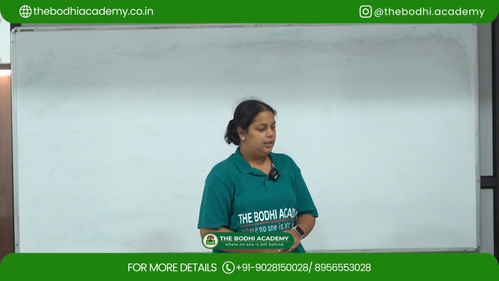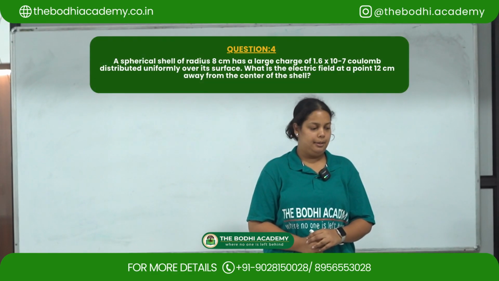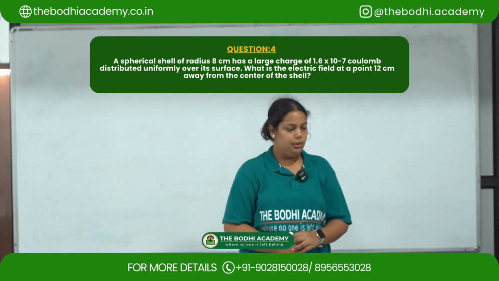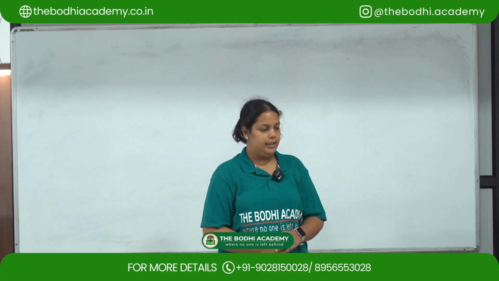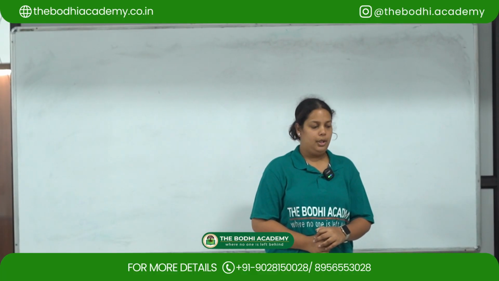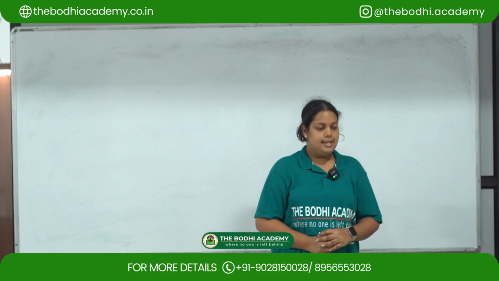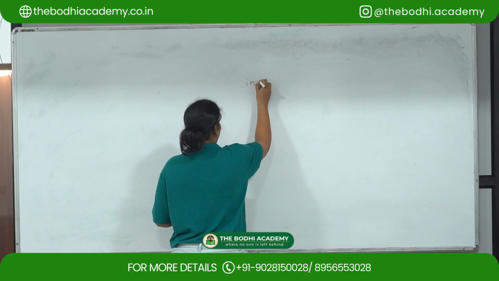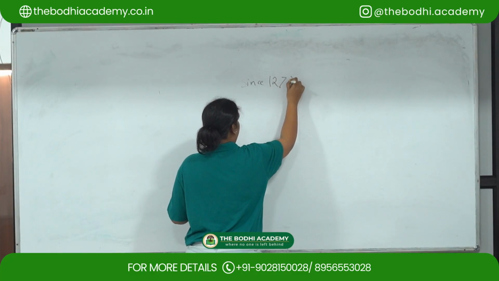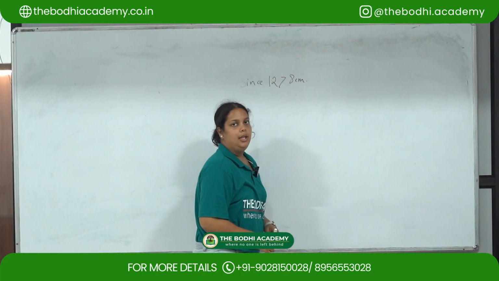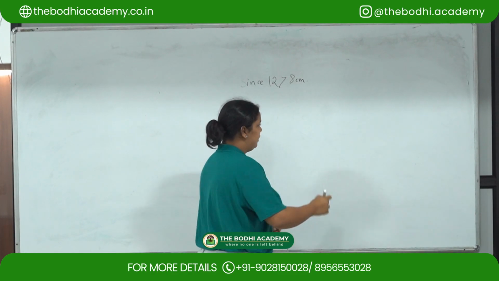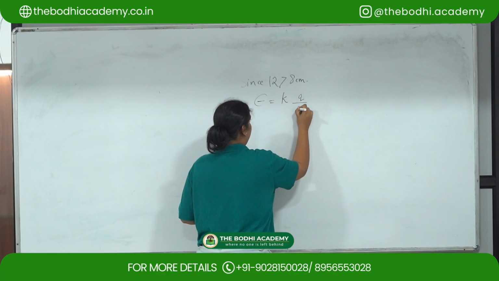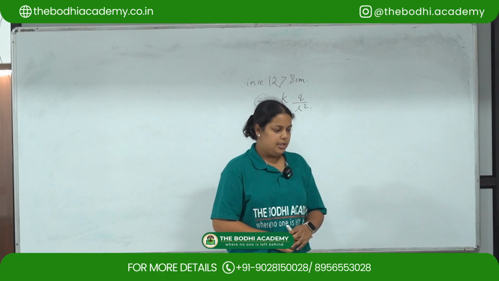So coming to the fourth question, a spherical shell of radius 8 centimeter has a charge of 1.6 into 10 raised to minus 7 coulomb distributed uniformly over its surface. What is the electric field at a point 12 centimeter away from the center of the shell? So since 12 is more than 8 centimeter, the point will be outside of the shell. So using the formula E is equal to K Q upon R square, we are going to solve this question.